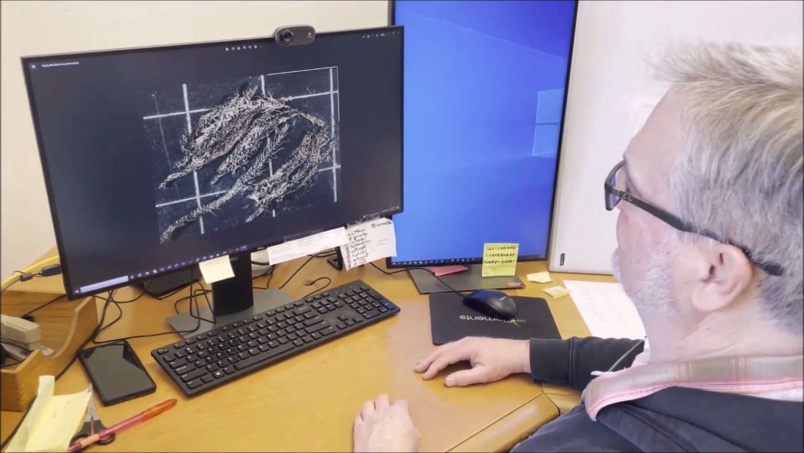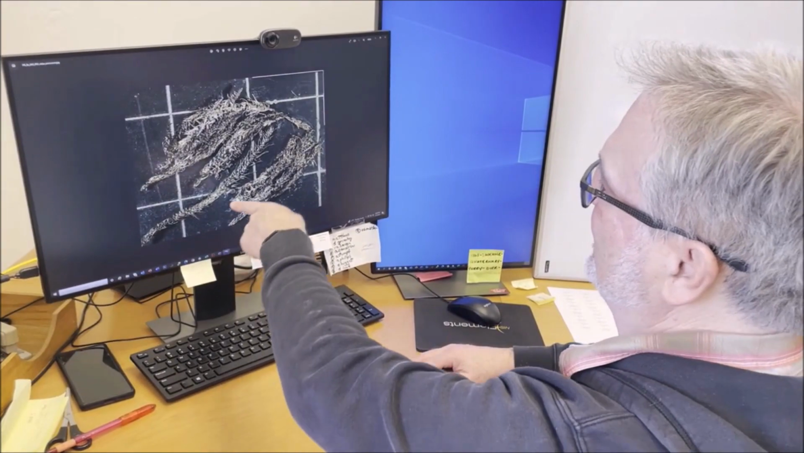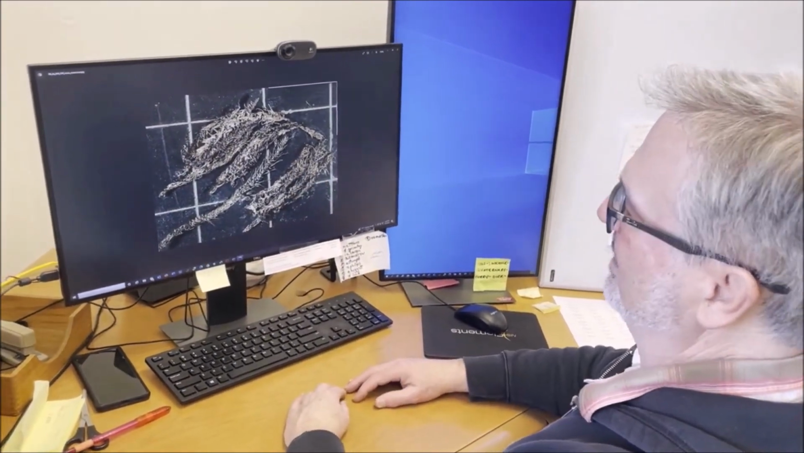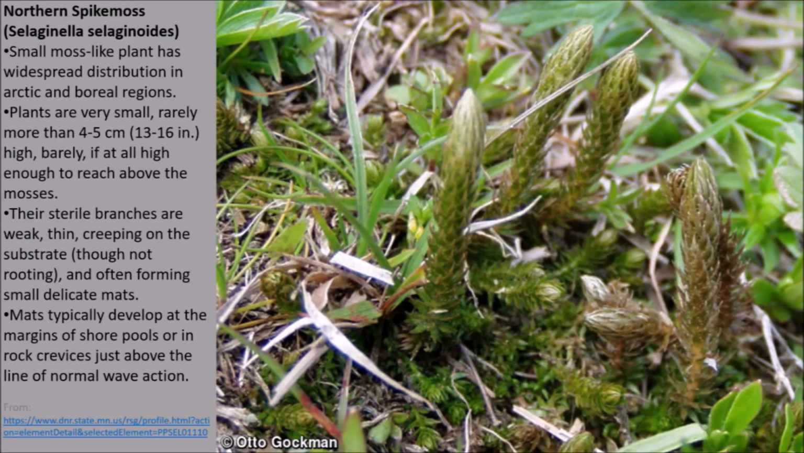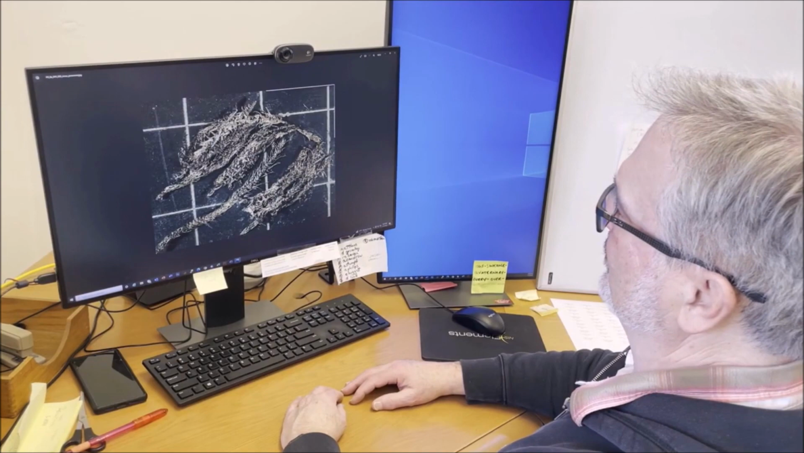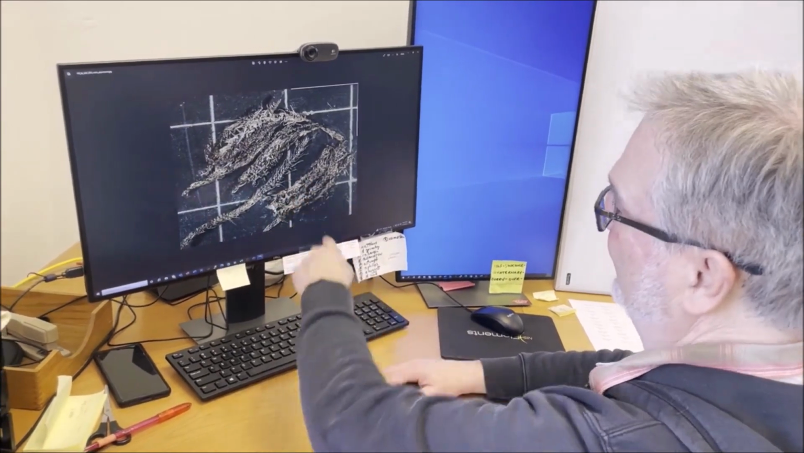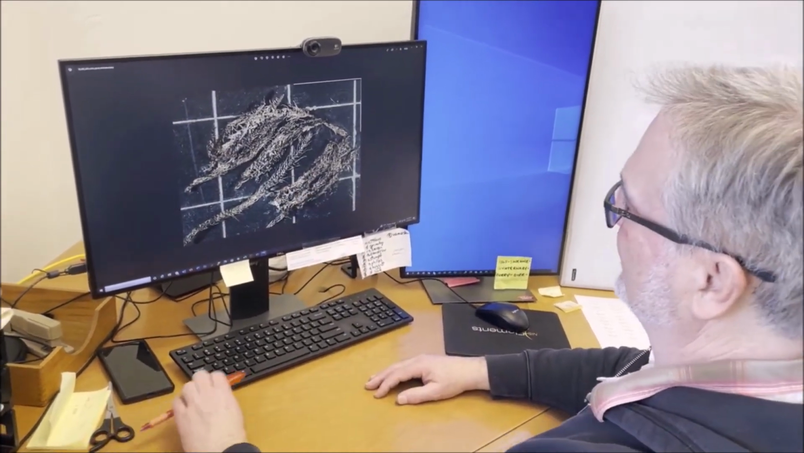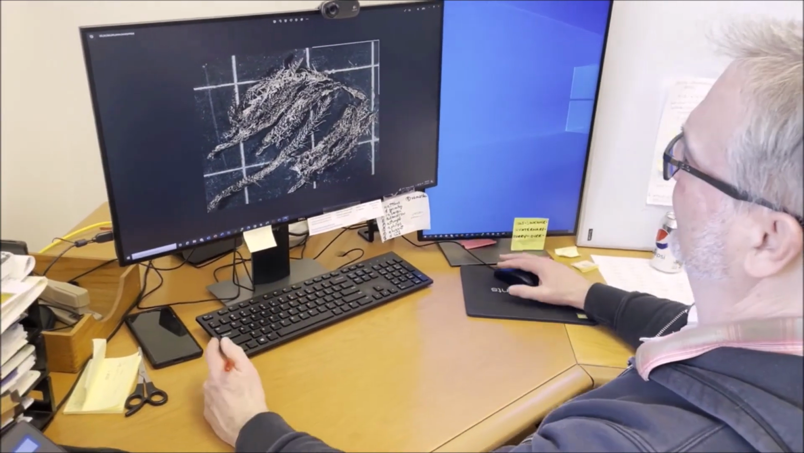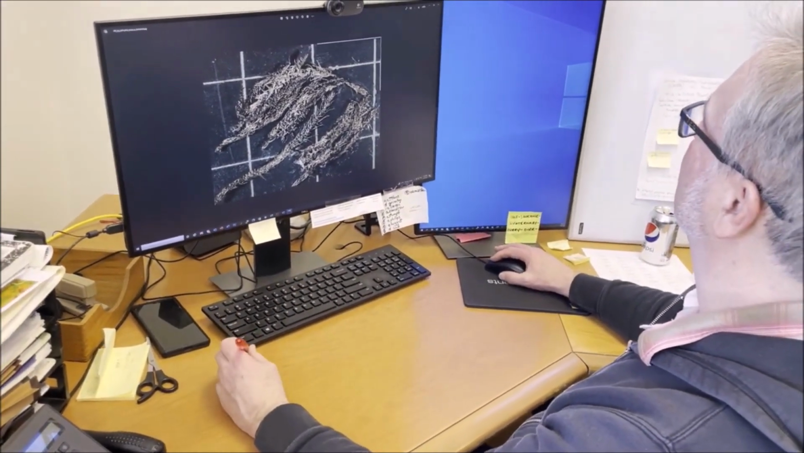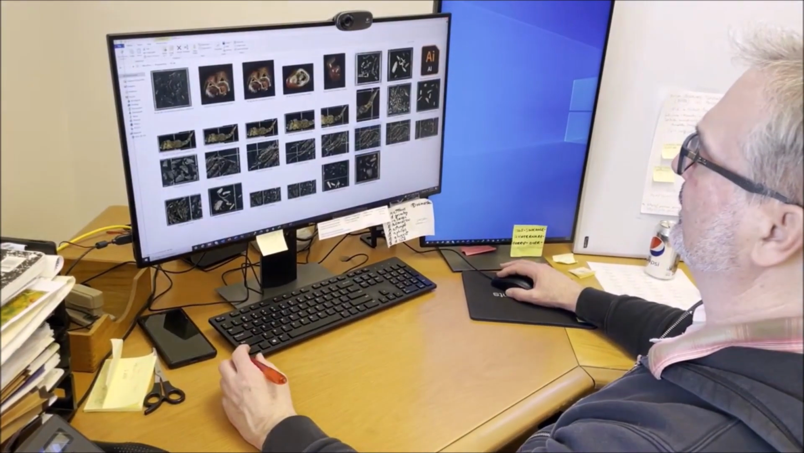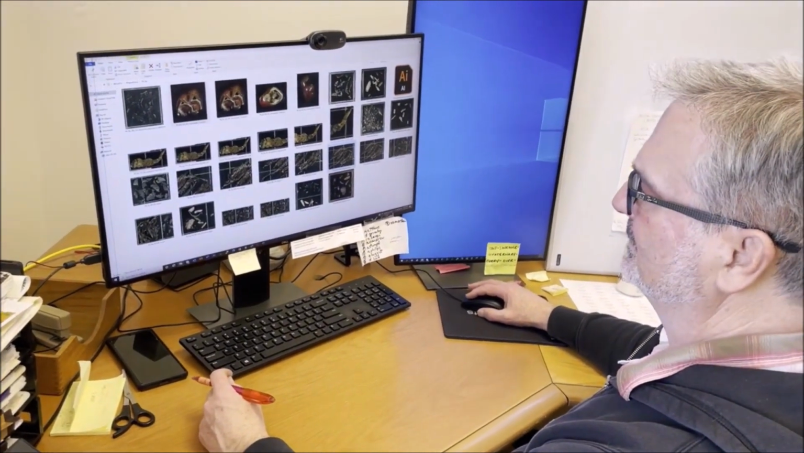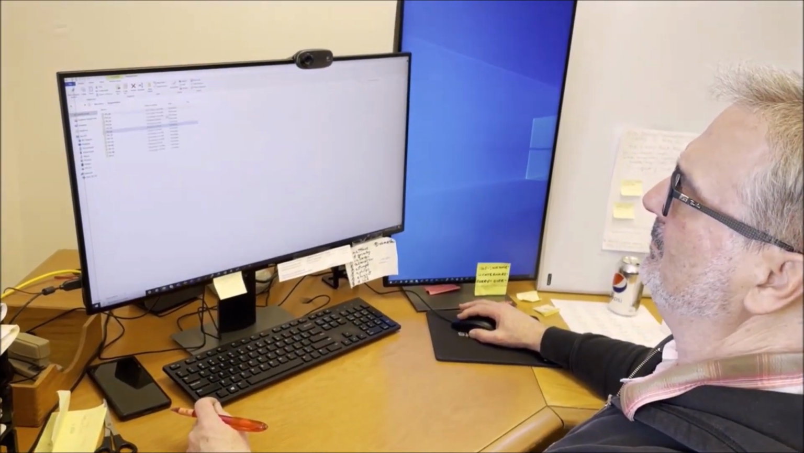And my best guess is that is something called spike moss. Which is, I'm just guessing from the spikes. It's another tundra plant. So yet another treasure from this core. Tyler Creek and Big Timber Road.